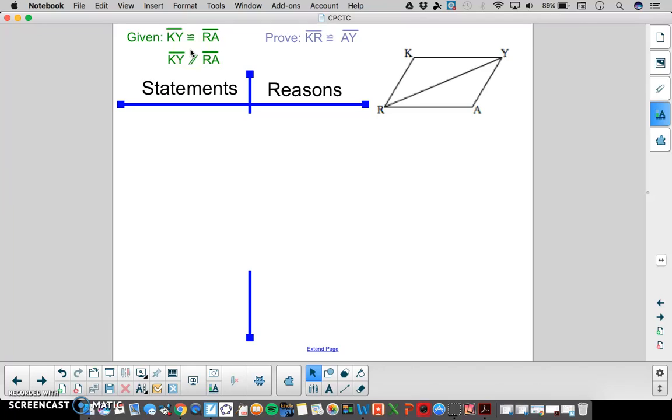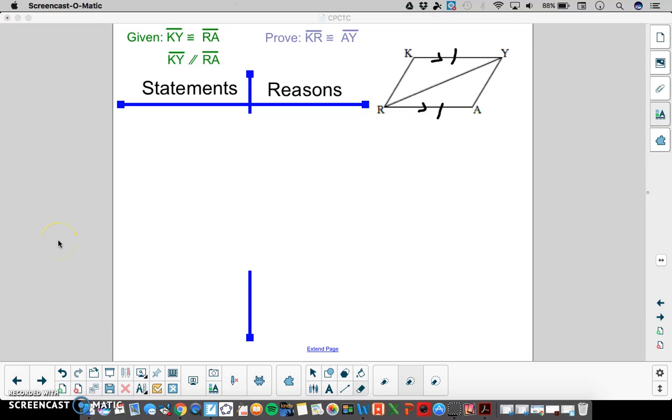In this one, we want to show that segment KR is congruent to segment AY. And we're given some pieces to begin with. So we're given that KY and RA are congruent. We're also given that KY and RA are parallel. In order to show that those parts are congruent, we need to show that the triangles in this picture are congruent first. Once we know we have congruent triangles, then we know the corresponding parts will be congruent. So our goal in this proof is to prove the triangles congruent first, and then we'll know the parts.